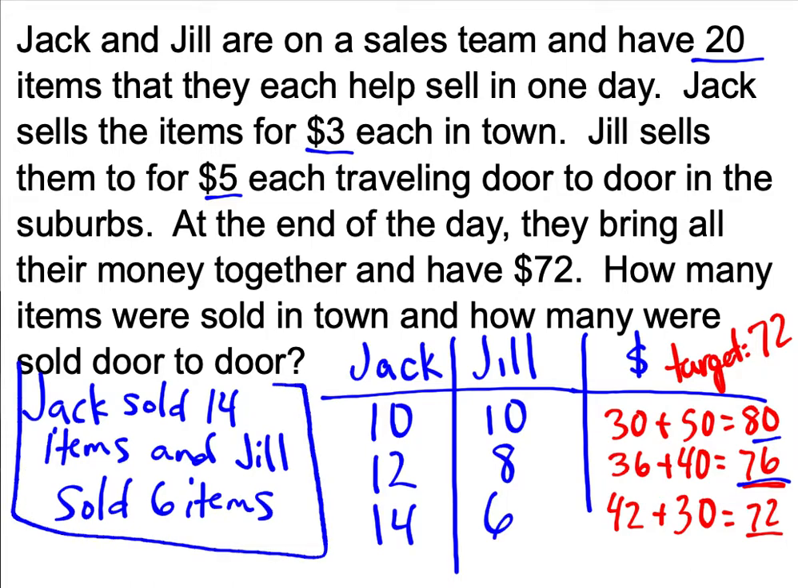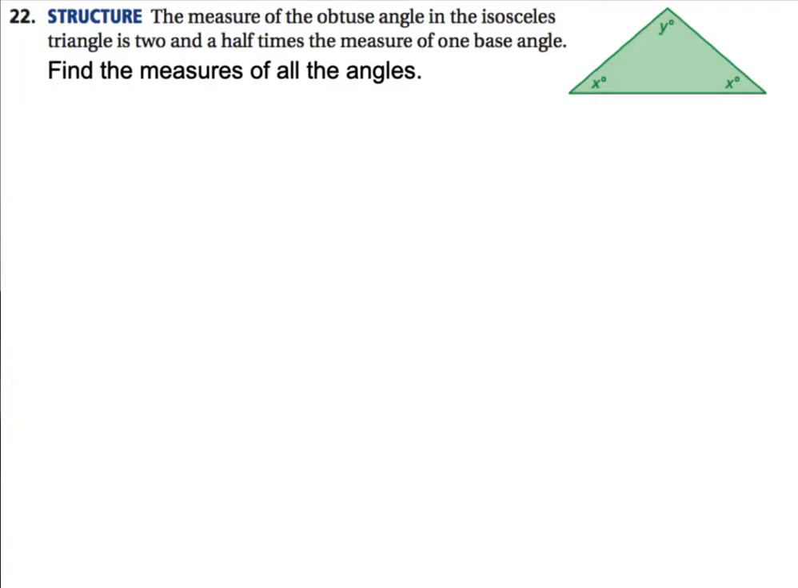Jack didn't sell them for as much money as Jill did, but he ended up selling more. Maybe when you're in town, there's more people available. Well, you're also selling it for a lower price. If you sell for a lower price, more people are willing to buy, generally.